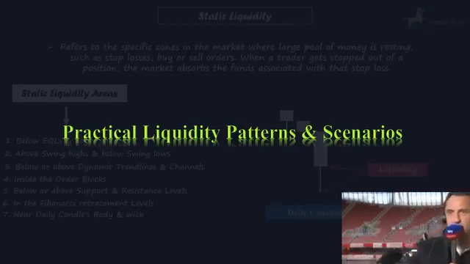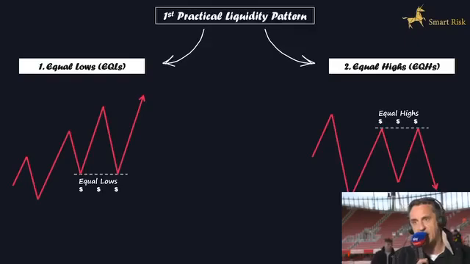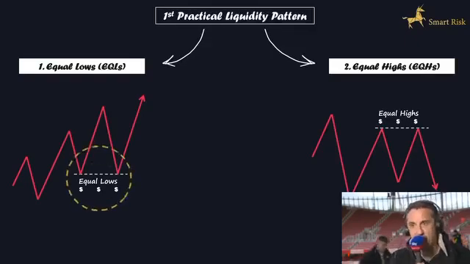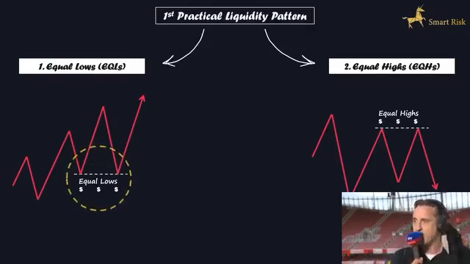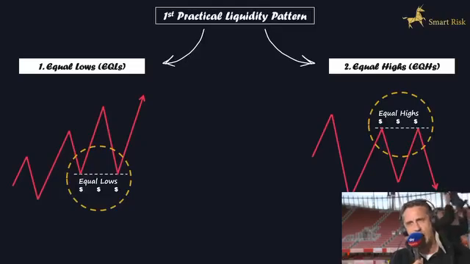successful outcomes. The first practical liquidity pattern we should consistently seek in the market is characterized by equal lows and equal highs. As the term suggests, when the price establishes internal lows at the same level, we identify it as an equal low. Similarly, when the price forms internal highs at the same level, it's recognized as an equal high.